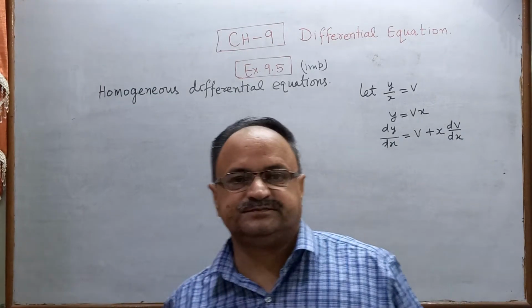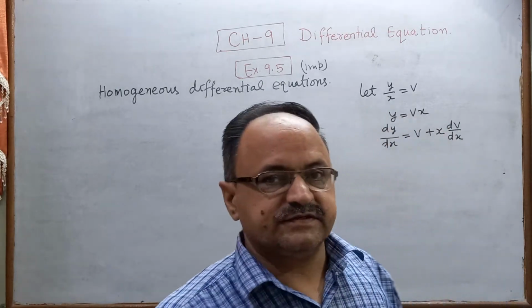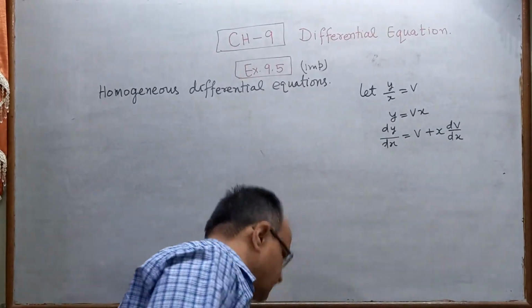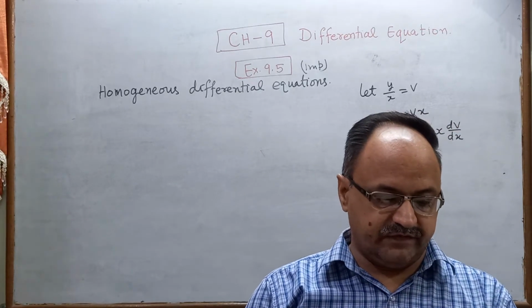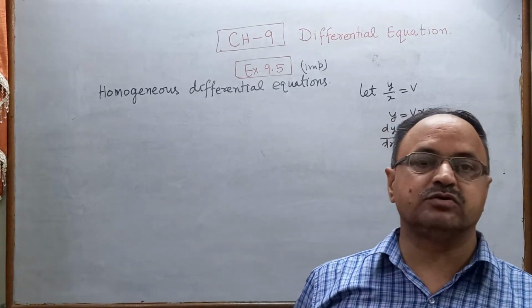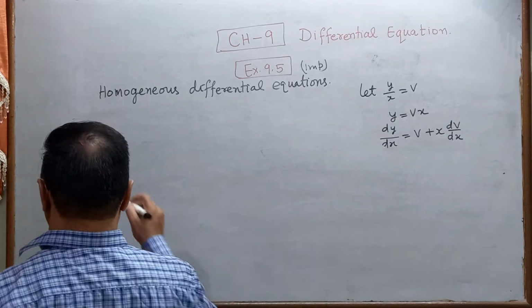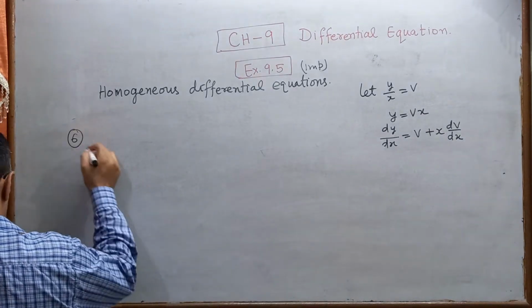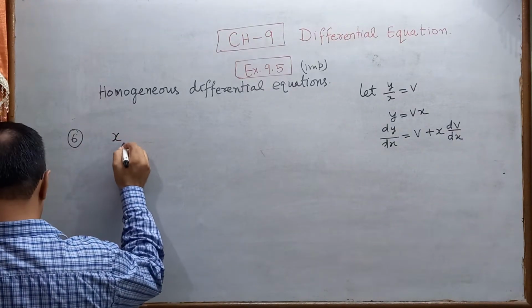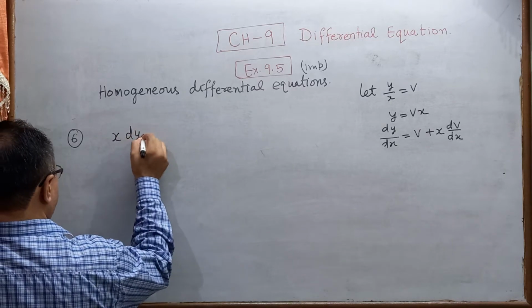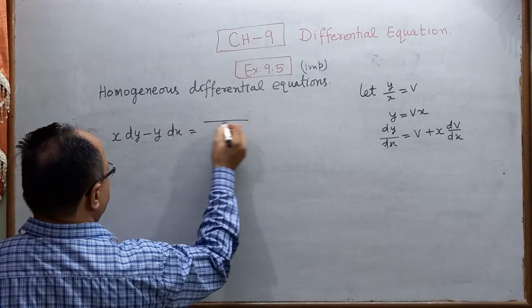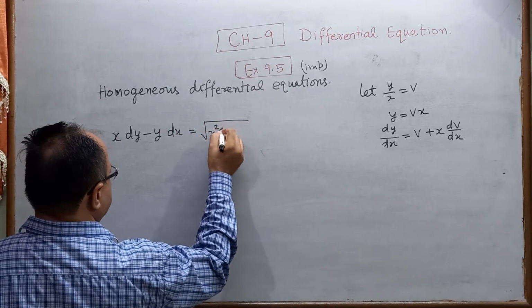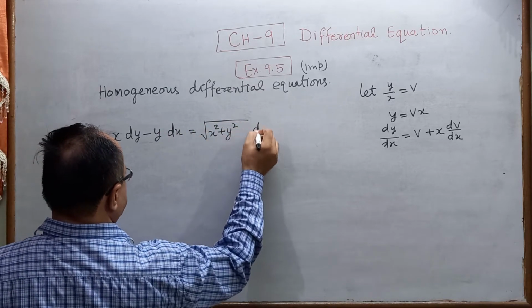Hello students, good morning. Next we solve the next question. Same exercise, that is exercise 9.5. We try to solve question number 6. That is x dy minus y dx is equal to root x square plus y square dx.